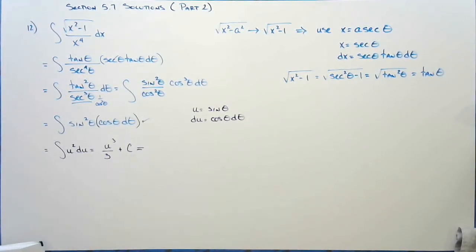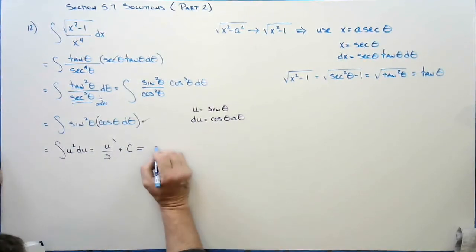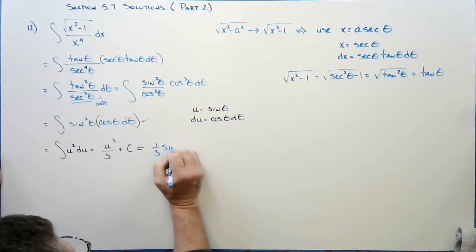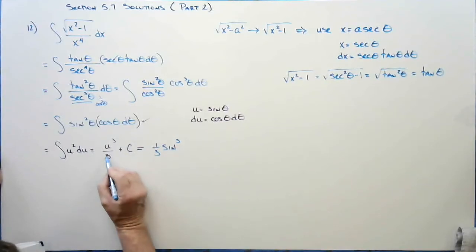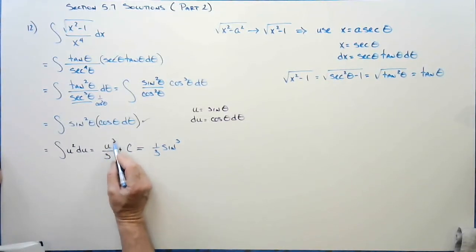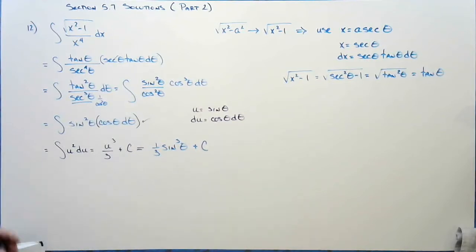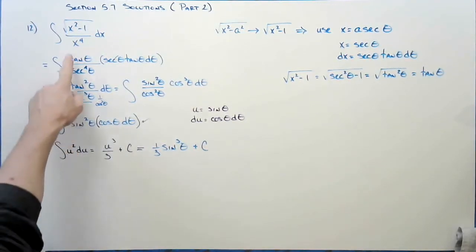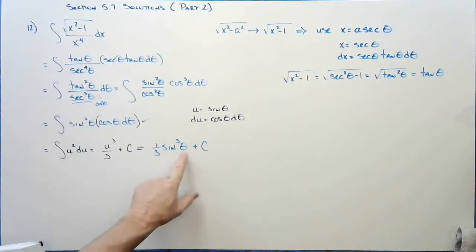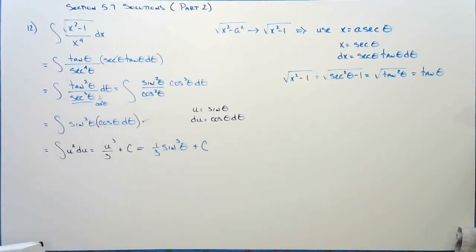Now, that's great, but we're not solving the problem in u. We're not even solving the problem in theta, but first we've got to get back to theta. So that gets us 1/3 u cubed, which is 1/3 sine cubed theta plus c. That's still not the appropriate answer because our original problem is in terms of x. So we need to replace theta with the appropriate value for x. Remember how we do that?